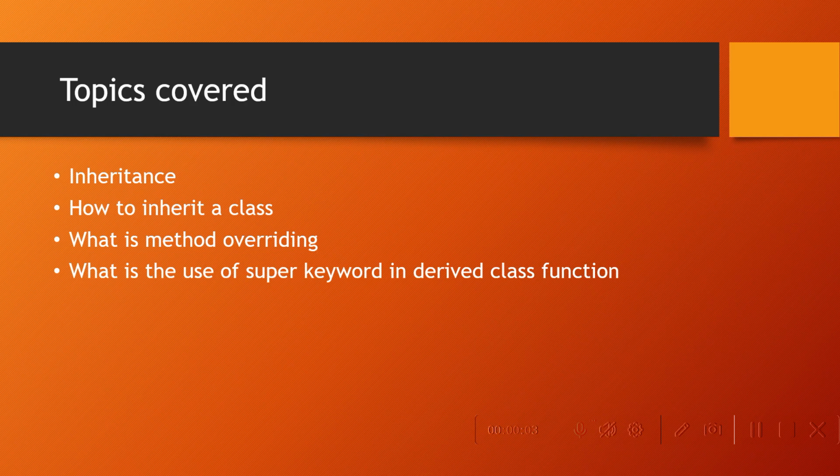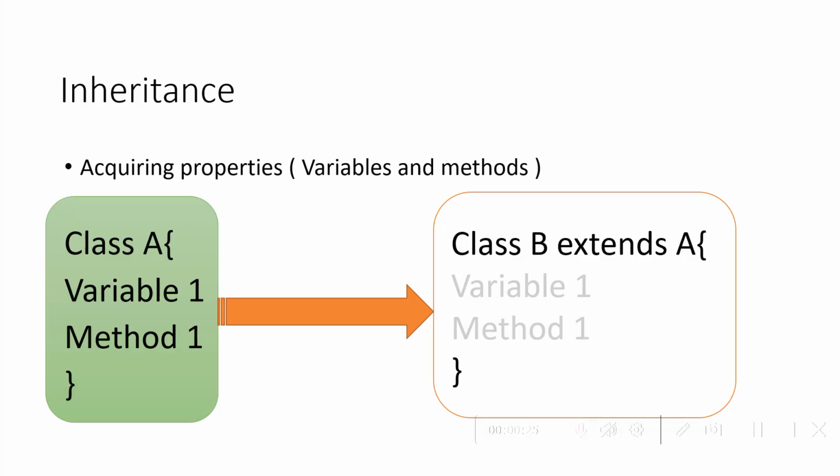Next we will see what is inheritance, then how to inherit properties from base class to derived class, then what is method overriding during inheritance, and what is the use of super keyword in the derived class function. Before that, we need to understand what is inheritance. Inheritance is nothing but a class acquiring properties, that is variables and methods, from another class.